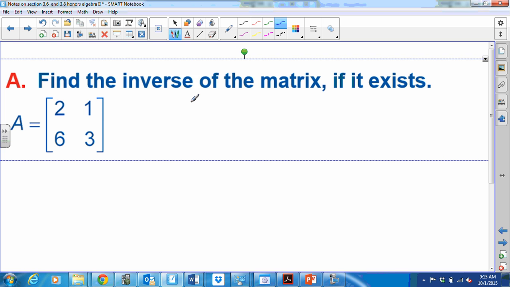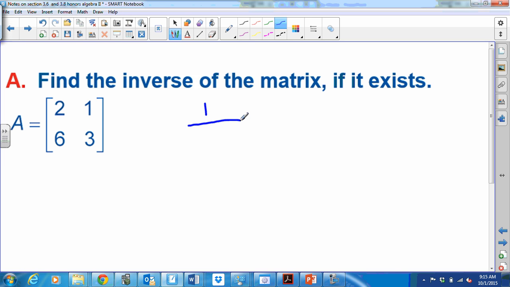Because if that denominator, when we did it by hand, the AD minus BC, equals 0, you can't do it. And so if we have AD, that's going to be 2 times 3 is 6, minus BC is 6. We get 1 over 0, and that's undefined.